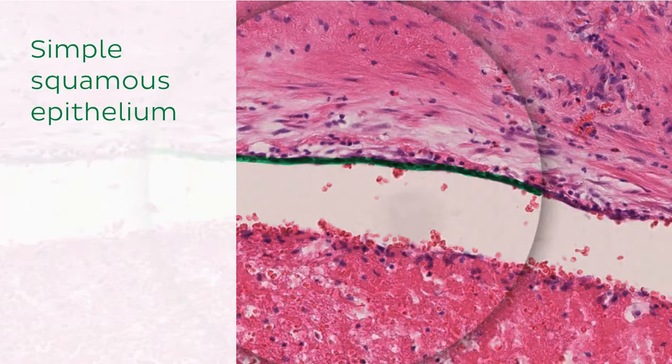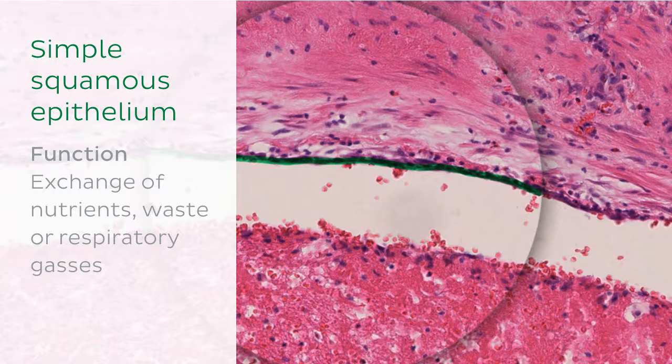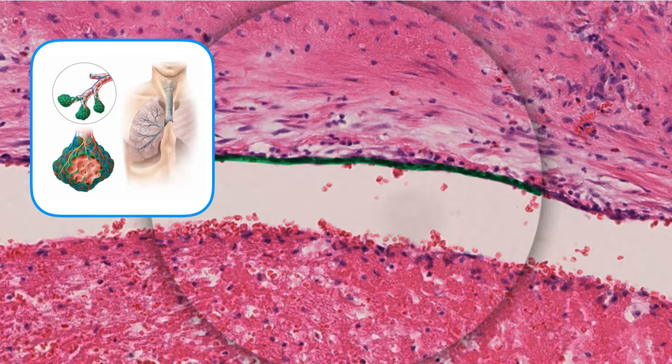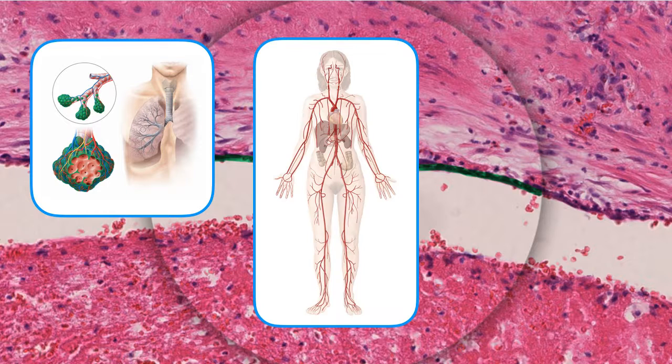Simple squamous epithelium is extremely thin, so it allows for the exchange of nutrients, waste, or respiratory gases. As such, it can be found lining the alveoli and capillaries of the lungs, Bowman's capsule and the glomerulus in the kidneys, and as already mentioned, forms the lining of blood vessels, lymphatic vessels, and several body cavities such as the pleura of the lungs.